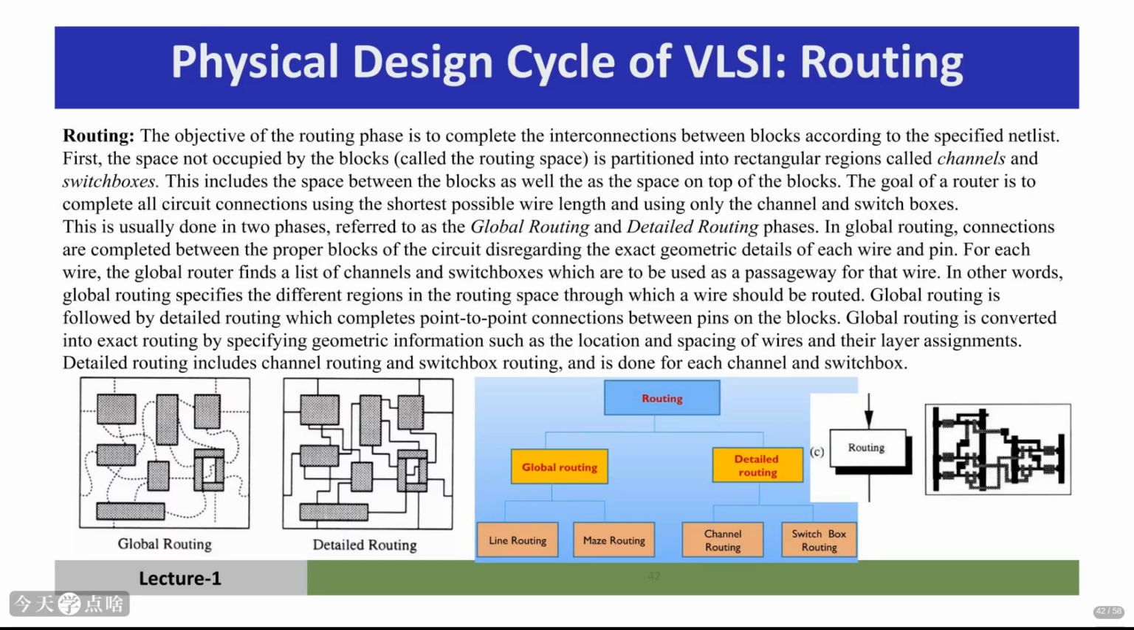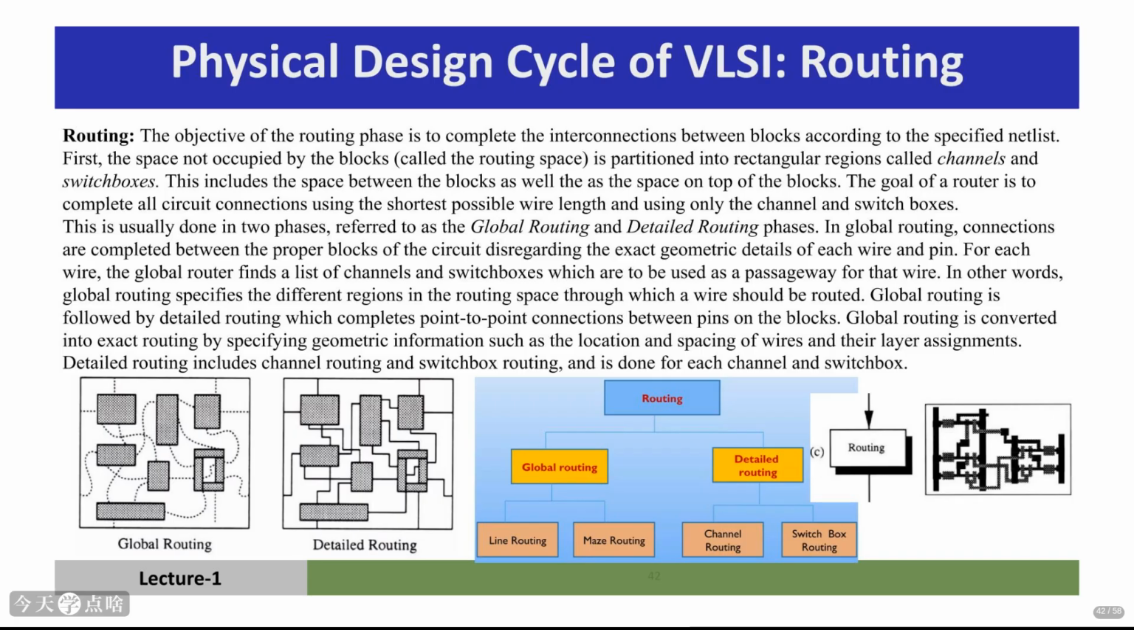Routing is the process of drawing the wires to connect all the pins of the blocks and cells. The space between the blocks is divided into channels and switch boxes, which are the areas where routing happens. The router's job is to find paths for all the wires, ideally using the shortest possible length and staying within the allocated routing space. This is usually done in two phases: global routing and detailed routing.